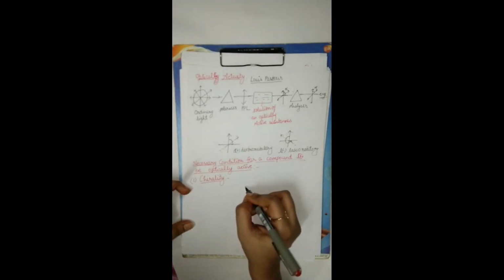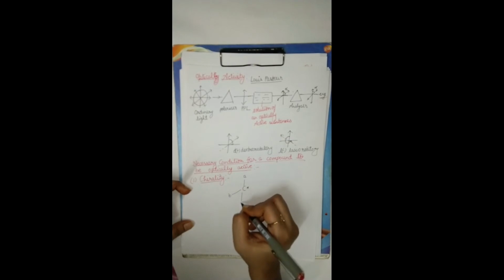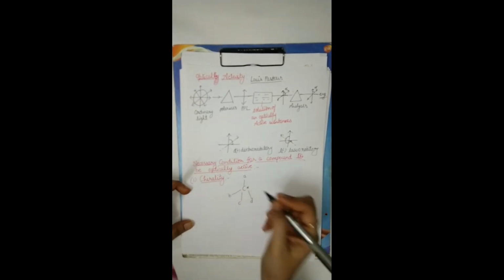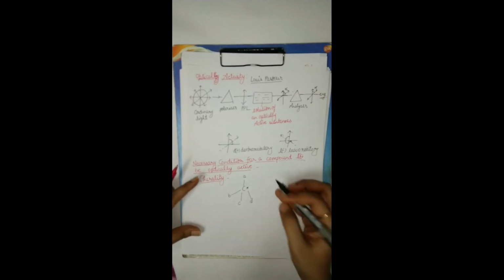A molecule is said to be chiral or disymmetric if it is not superimposable on its mirror image, and the property of non-superimposability is chirality. We can say that chirality is a carbon having 4 different groups. A molecule is said to be chiral or disymmetric if it is not superimposable on its mirror image, and the property of non-superimposability is called chirality.